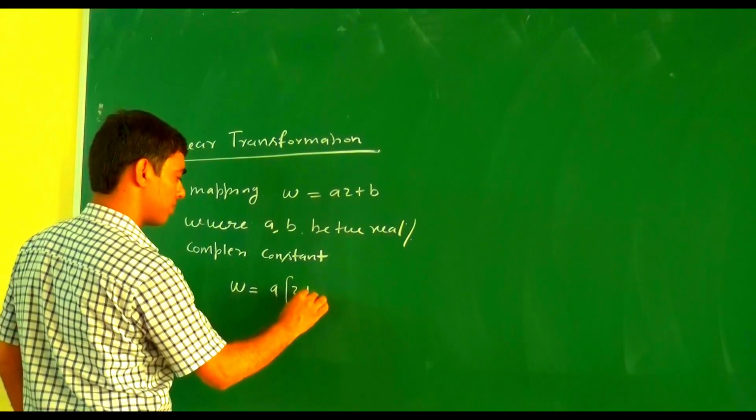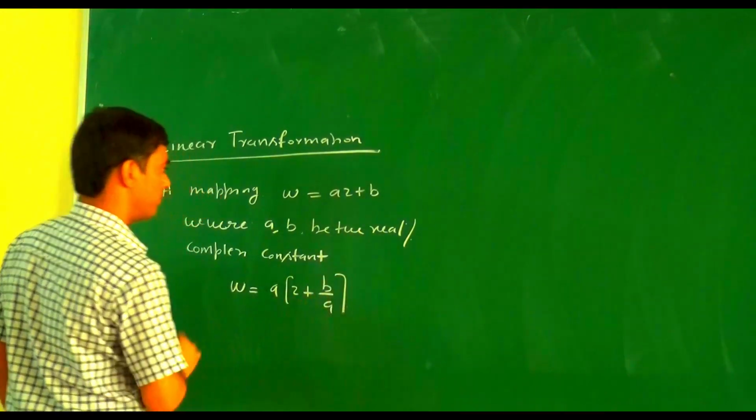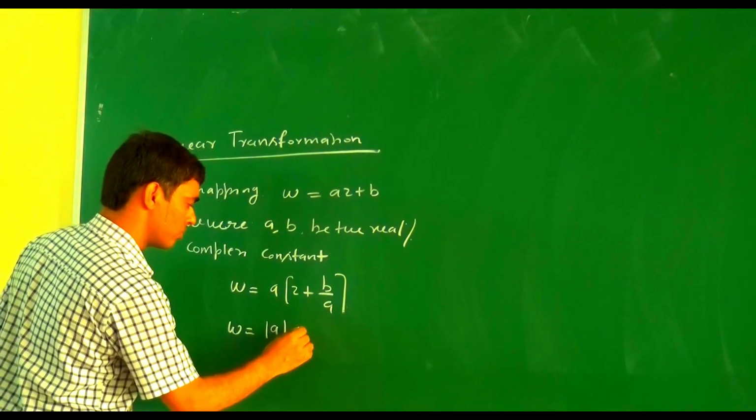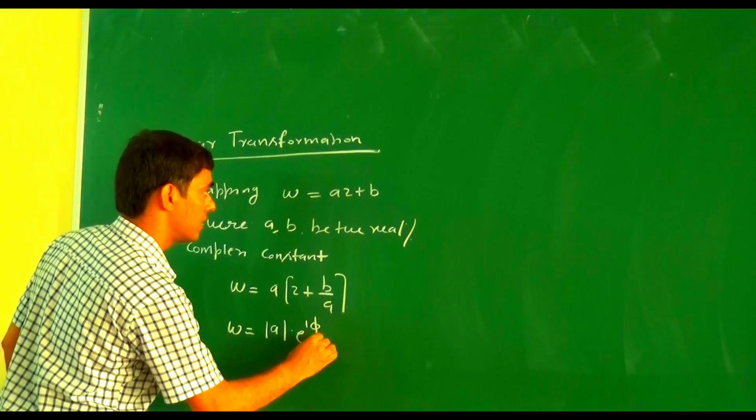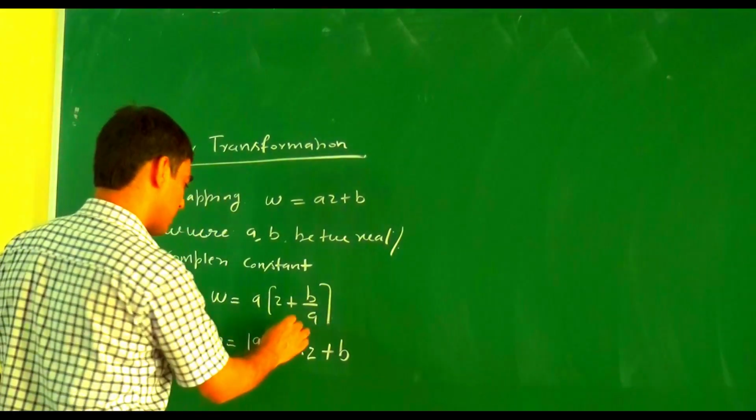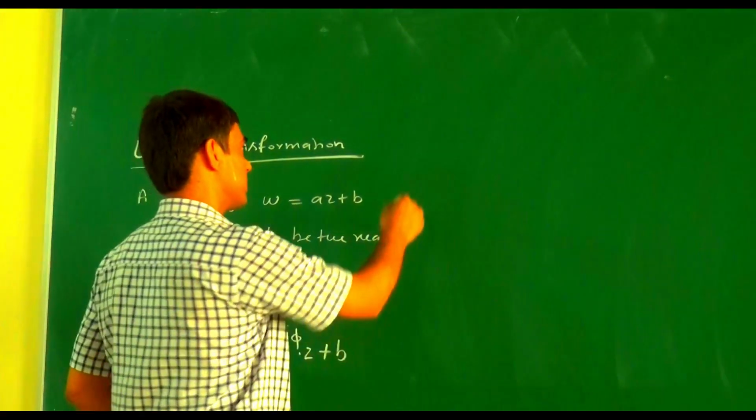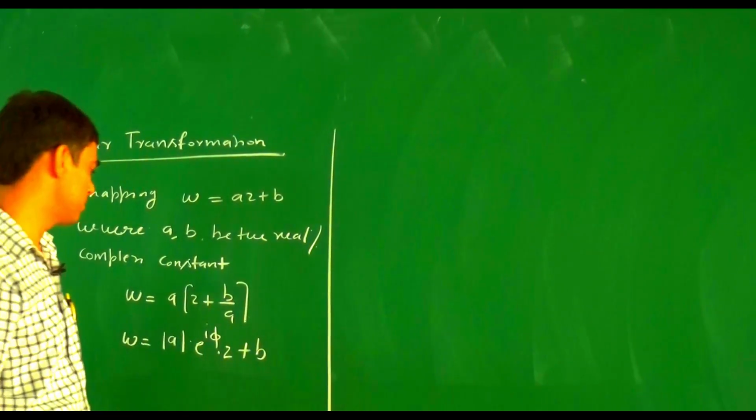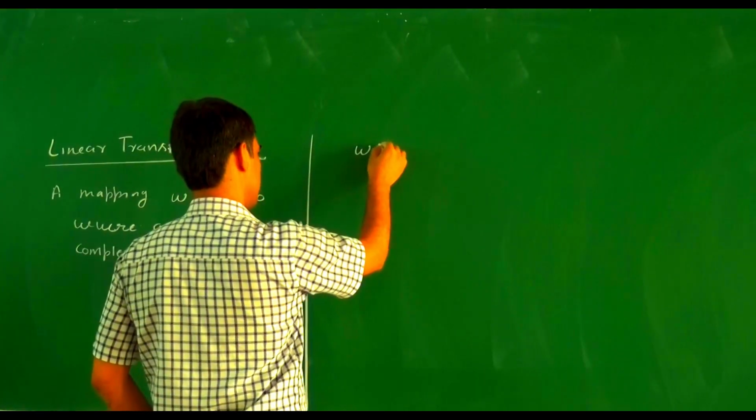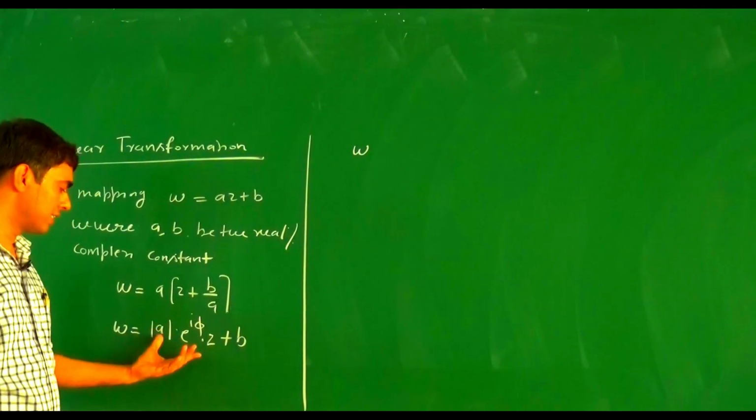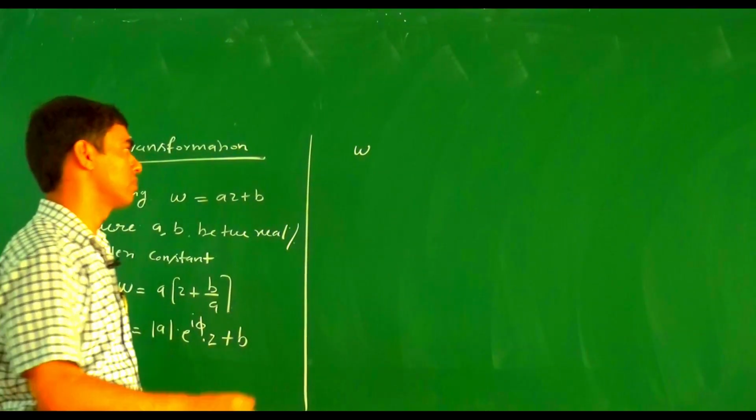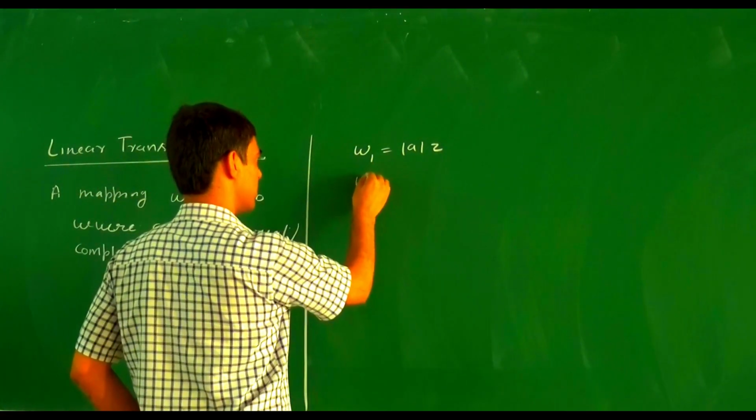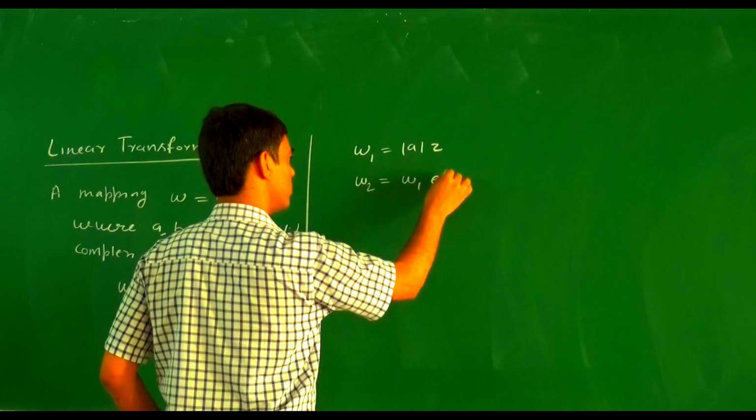So we may also write this transformation, if we take A outside, as W equals A times Z plus B by A. And we may also write this as W equals mod A into e to the power i phi into Z plus B. So here you may express this as: W1 equals mod A into Z, and W2 equals W1 into e to the power i phi.